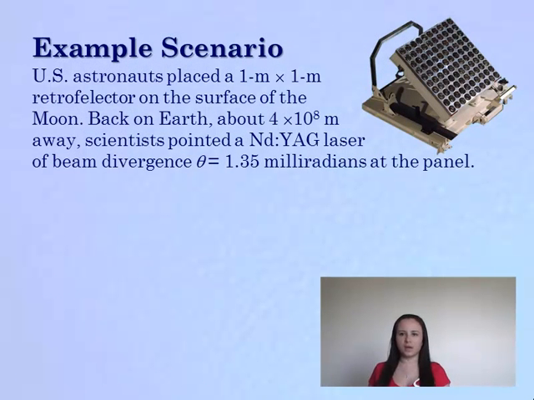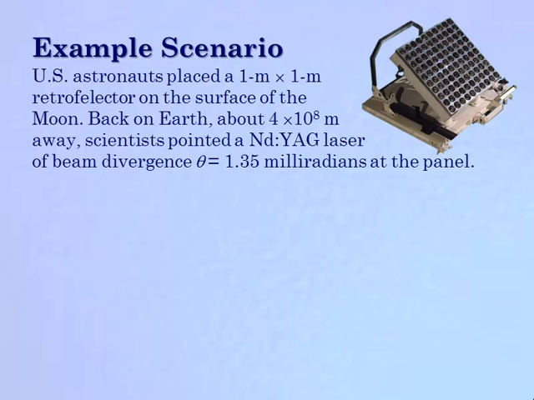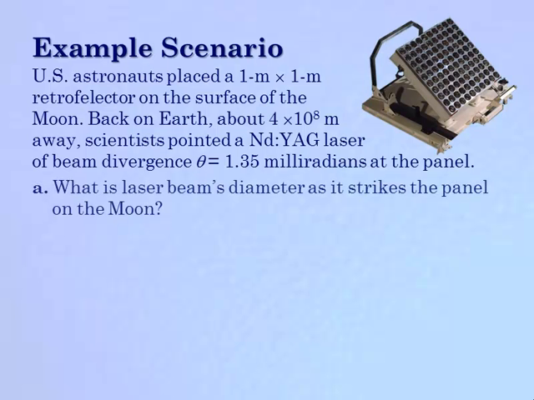So let's look at a scenario. U.S. astronauts back in the very early days of the space program placed a 1 square meter retroreflector on the surface of the moon. It was designed to reflect back a large percentage of all of the light that struck it coming from the Earth, for example, a laser beam. So if scientists were to point a laser with a beam divergence of 1.35 milliradians at that panel, and the Earth is about 4 times 10 to the 8th meters away from the moon, what is the laser beam's diameter when it reaches the moon?